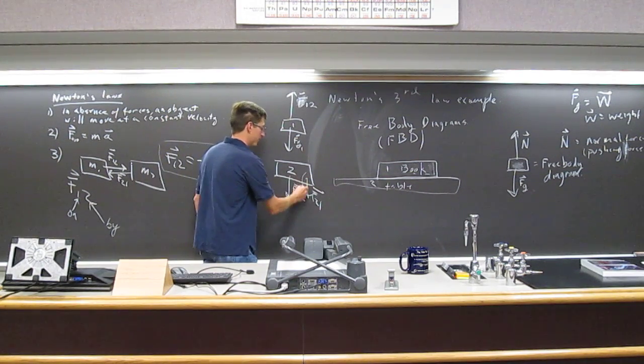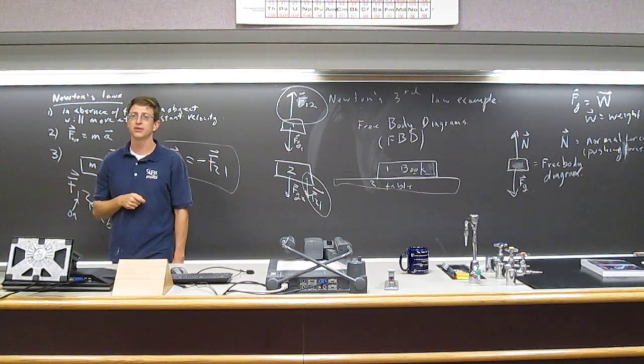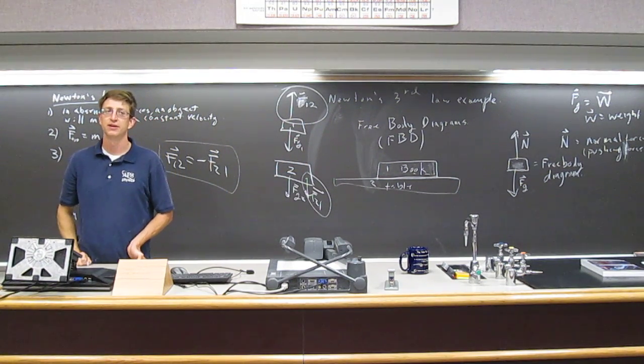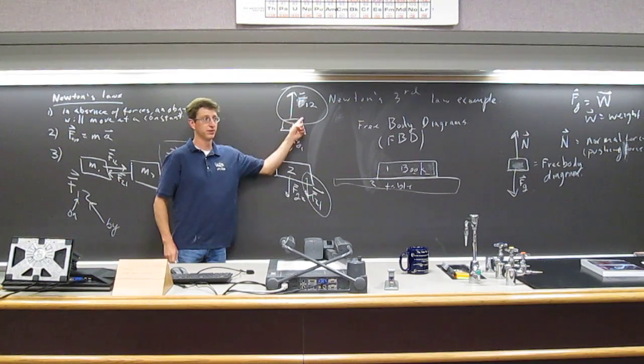Newton's third law says that this force and this force have the same magnitude, or the arrow is the same length, and they point in opposite directions. That's all that Newton's third law says. These are third law force pairs, we call them.